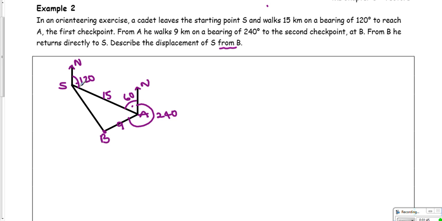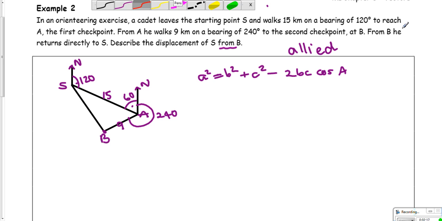So 120, 60, add up to 180. So they're called allied angles. You do need to be aware of those for this kind of problem. Now, non-right angle triangle, this may be a right angle, but we don't know necessarily, so we can't assume that it is. So we're going to be using the cosine rule. So a squared is b squared plus c squared minus 2bc cos A. That's the standard format.